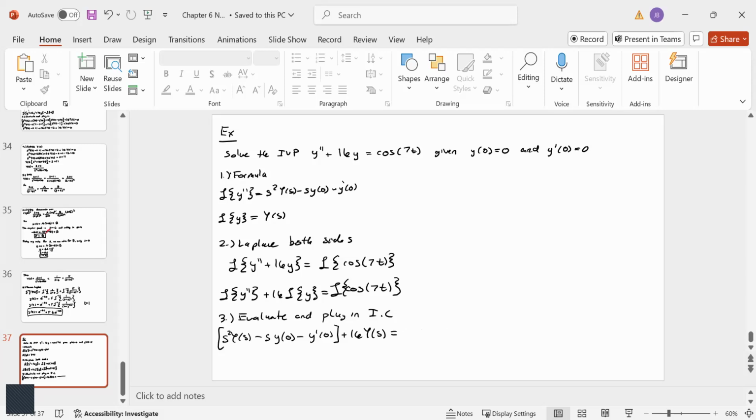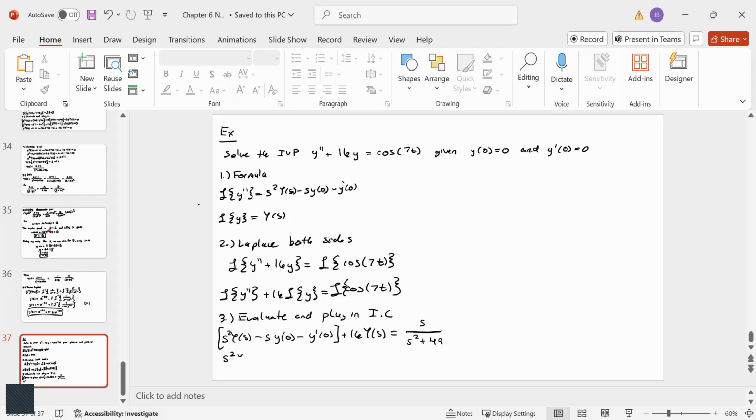So cosine has s on the numerator, remember that. And then it's just s squared plus whatever the number inside the parentheses is, so 49. You could write 7 squared, doesn't matter. I would just write it as 49. But yeah, there you go. And then now you just plug in your numbers.